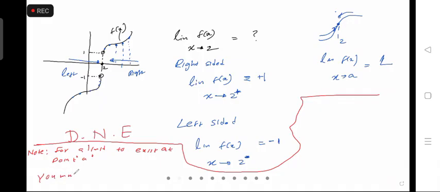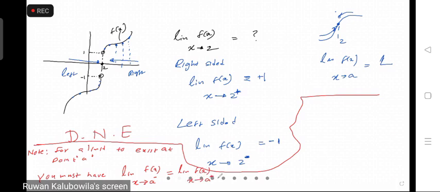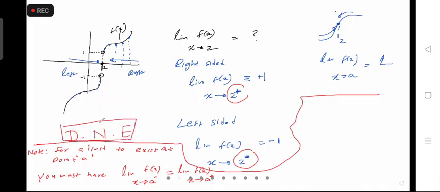You must have the limit of f(x) when you come to that value from the left hand side equal to the limit of f(x) when you come from the right hand side, right? So for this limit to exist, whether you come to point A from the right hand side or from the left hand side, both must converge to one value. Then this function has a limit at point A. But if that does not happen, in a case like this, the function has no limit at that point. That is what not exist means.